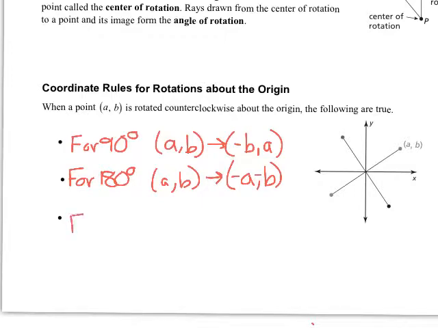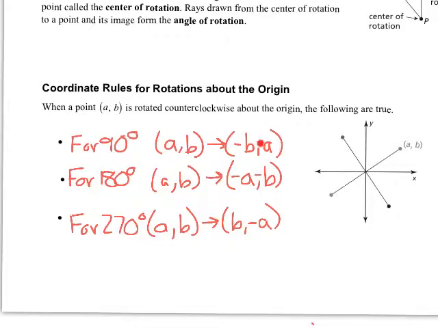And then for 270, you're going to take your A, B, and it's going to transform into, flip them again, so B, comma A, and then your new Y value is going to change signs. So for 90 degrees and 270 degrees, you're going to flip-flop the X and the Y values. Okay, for 90, you're going to change the X value sign. For 270, you're going to change the Y value sign. For 180, they stay the same, and it's just negative, negative.